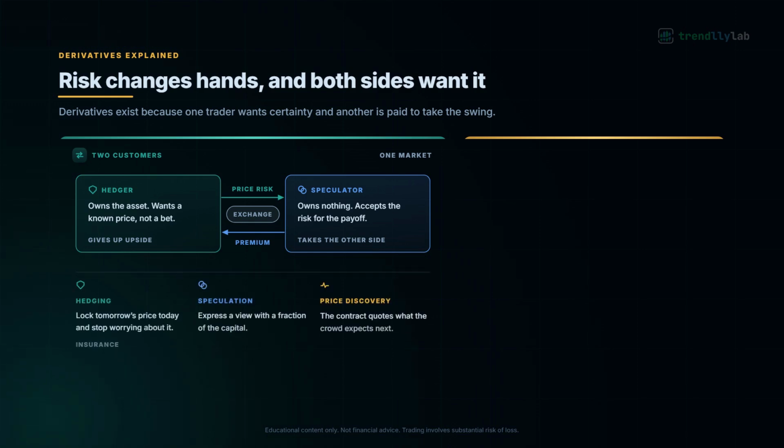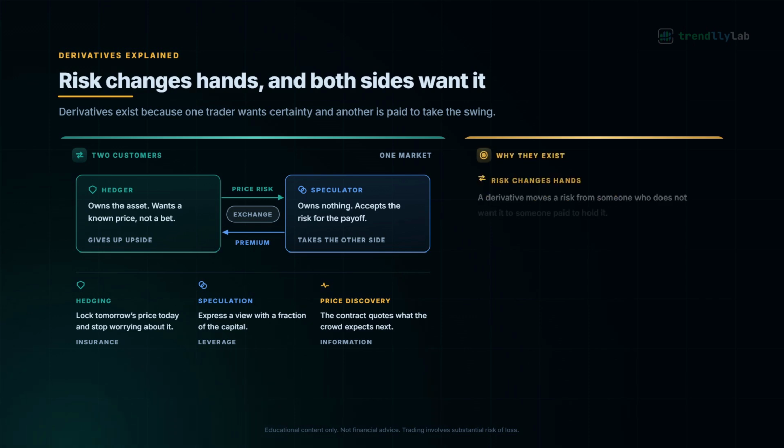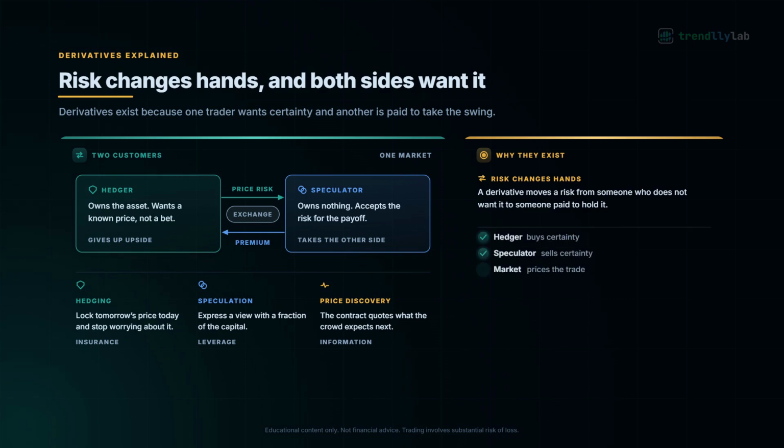Three uses follow. Hedging is insurance. Lock tomorrow's price today and stop worrying about it. Speculation is leverage. Express a view with a fraction of the capital. And price discovery is information. The contract quotes what the crowd expects next. Why they exist. Risk changes hands. A derivative moves a risk from someone who does not want it to someone paid to hold it. The hedger buys certainty. The speculator sells certainty. And the market prices the trade.